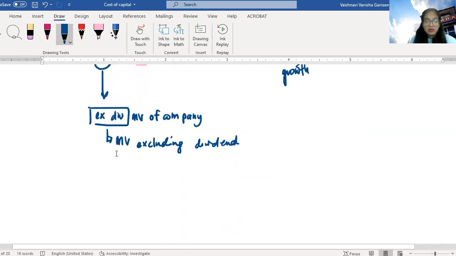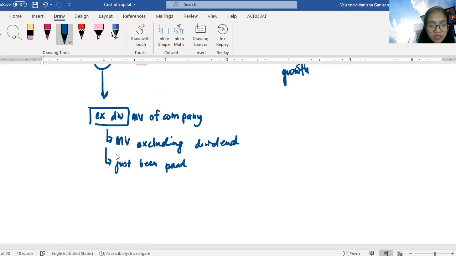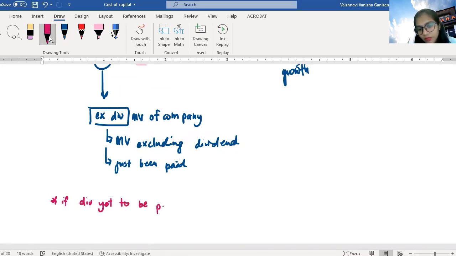Now, market value excluding dividend means this market value has excluded dividend. How do you know whether it's ex dividend or not? If the examiner says dividend has just been paid, this means that your market value is already the ex-dividend market value. If dividend is yet to be paid, that means your P0 is not ex div, it's cum div.